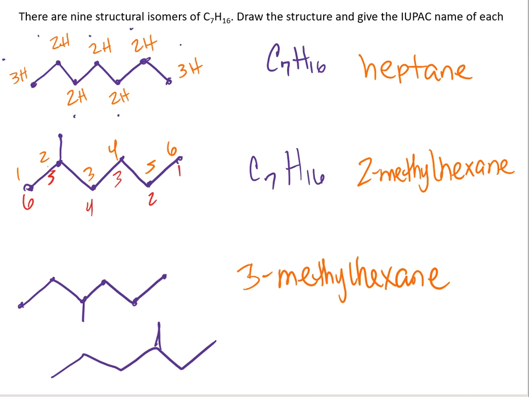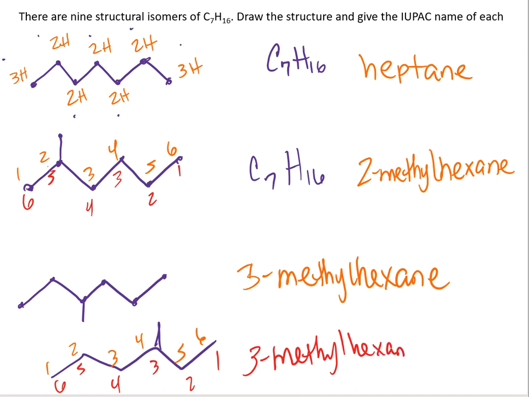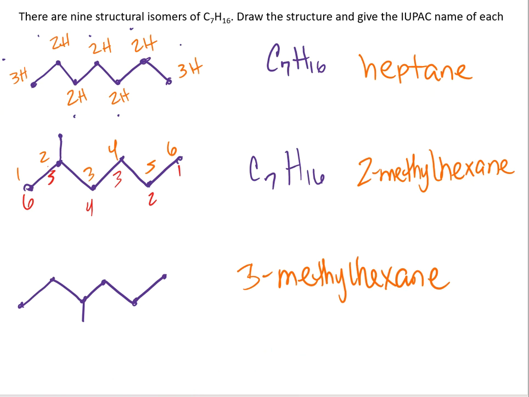But what you have to remember is that we can number from right to left or left to right. So 1, 2, 3, 4, 5, 6 if we're going from left to right, and 1, 2, 3, 4, 5, 6 if we go from right to left. So this is actually 3-methylhexane. So this is the same as the one right above it. So this would not be a different structural isomer. That is the same as the molecule above it.